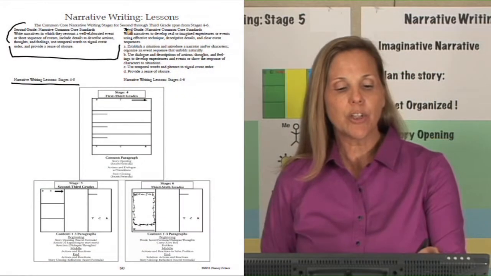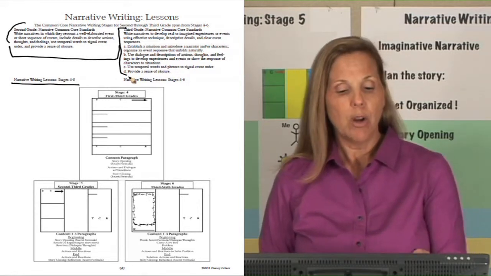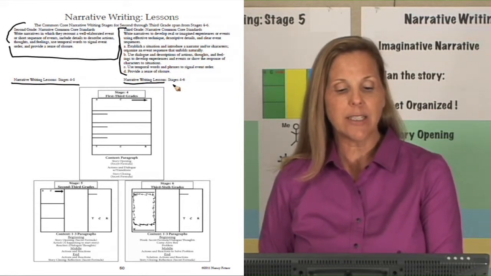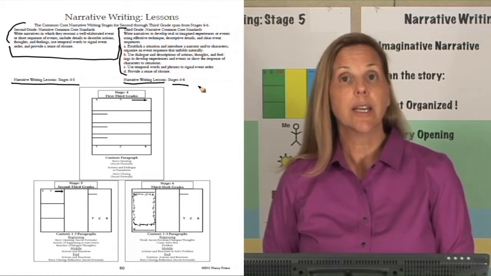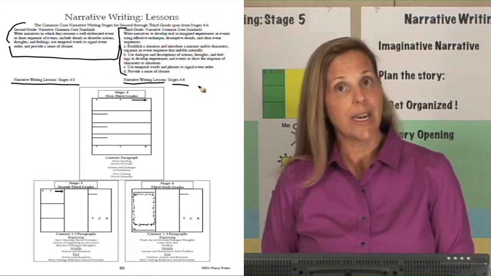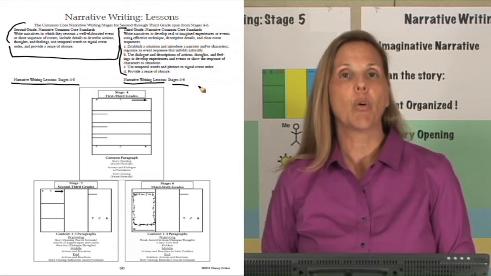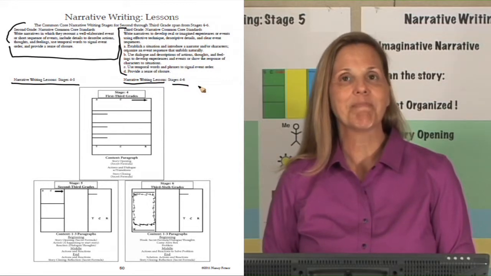Third grade, your standards are on the upper right-hand corner, and then right below them are my narrative writing lessons, stages 4 through 6. And again, just like second grade, when your children master stage 6, they will then reach at standard writing for the Common Core in narrative writing.